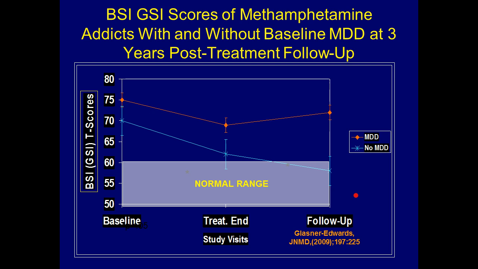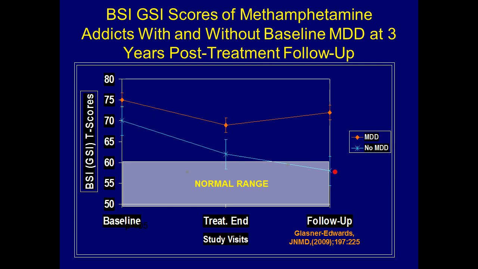This is a PSI study using the Global Severity Index on scores of methamphetamine addicts with and without baseline major depressive disorder at 3 years post-treatment follow-up. And what you see with the individuals that are free of major depressive disorder, that their improvement keeps gaining and gaining and moves into the normal range sometime before the 3-year follow-up.